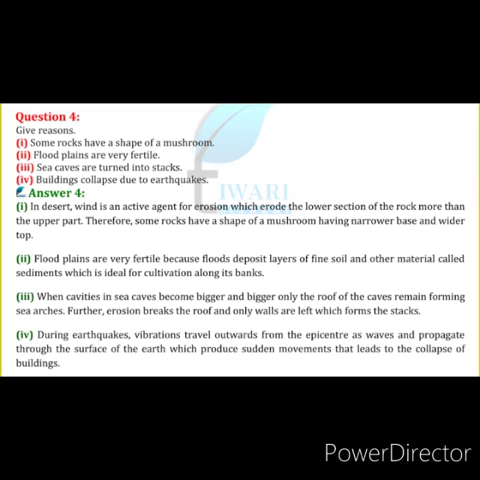Why? The answer is, in desert, wind is an active agent for erosion which erodes the lower section of the rock more than the upper part. Therefore, some rocks have a shape of mushroom having narrower base and wider top. Another question is, flood plains are very fertile. Why? Flood plains are very fertile because floods deposit a layer of fine soil and other material called sediments, which is ideal for cultivation along its banks.